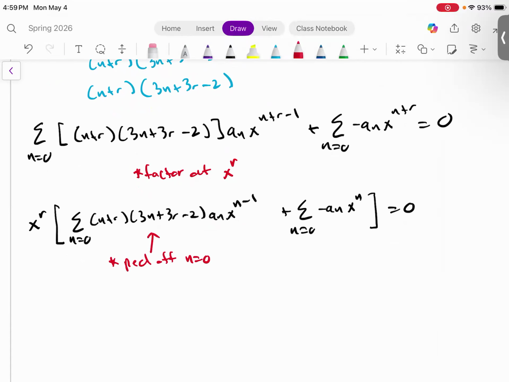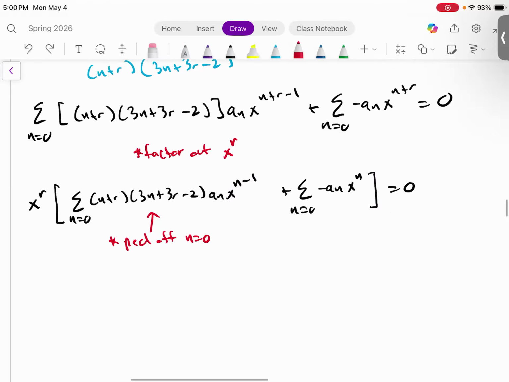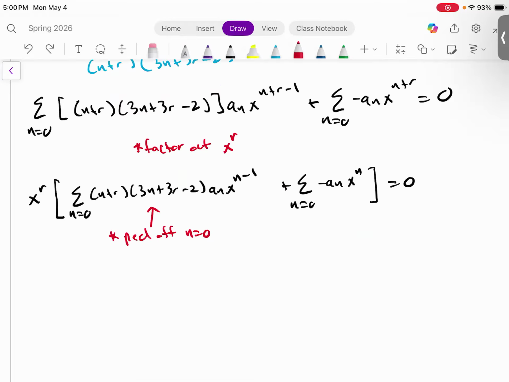Okay. This term is staying unchanged. We're not doing anything to that. It's perfect. It's x to the n. We don't want to do anything to that. The issue is here. We have x to the n minus 1. We want to get that to x to the n. So we're going to peel off the n equals 0 term.